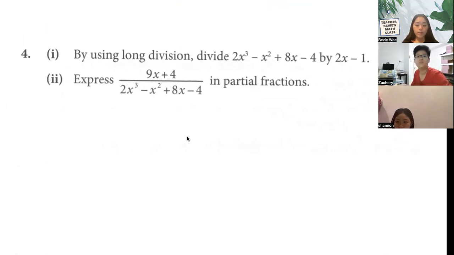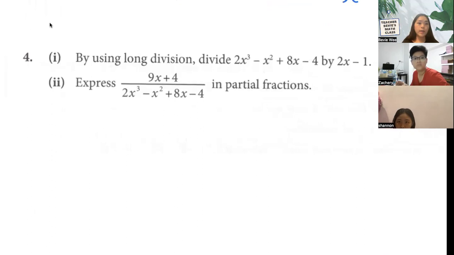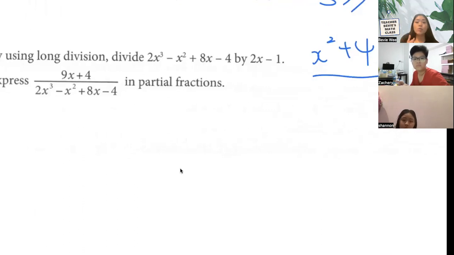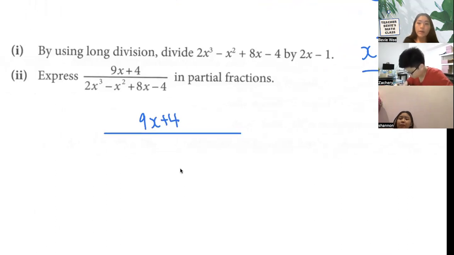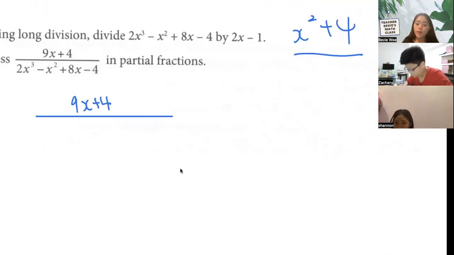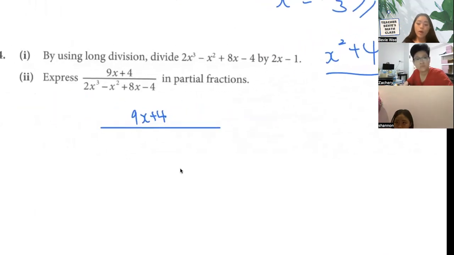By using long division, when you divide it by this, it leaves no remainder, meaning this is a factor. So this gives me 9x plus 4. Denominator, I've already done the long division in part 1. I realized that this one is the answer with no remainder. So how can I split this up?